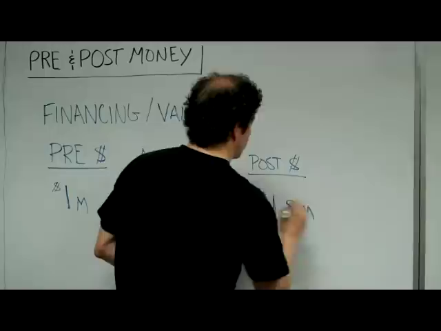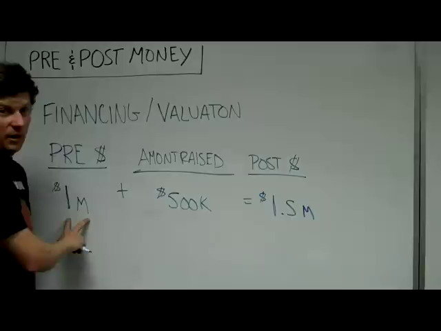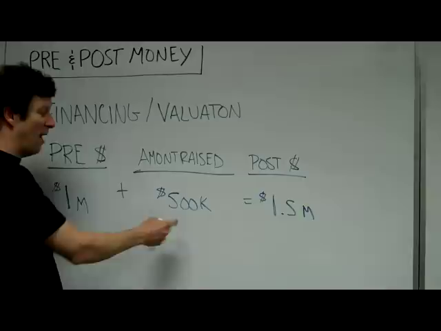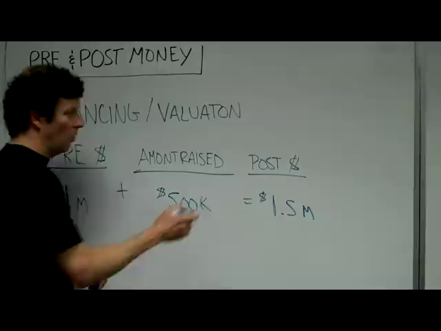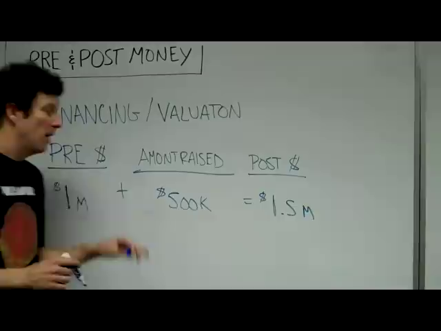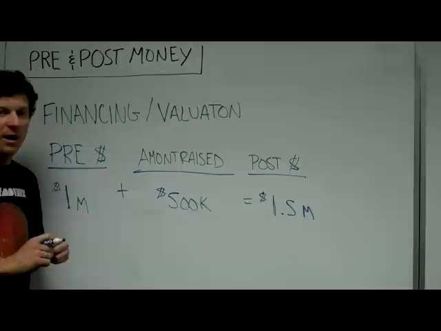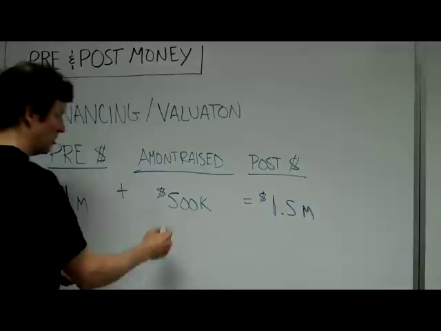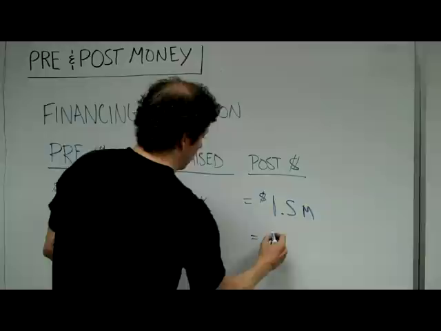$1.5 million. The reason is, it's the same company the day before I signed the documents to sell some shares and raise some money as it is after. But in this case, now I have $500,000 more in the bank. So my post-money, my valuation afterwards, is $1.5 million. This is important because it establishes how much your company's worth and how much of your company, and how many shares, you're going to have to sell in order to raise this amount of money. Now, of course, if you change this amount, if you raise, let's say, $1 million, then the post-money valuation becomes $2 million.